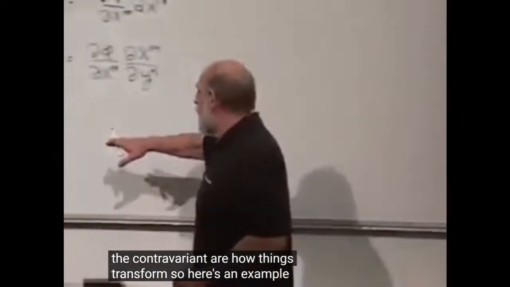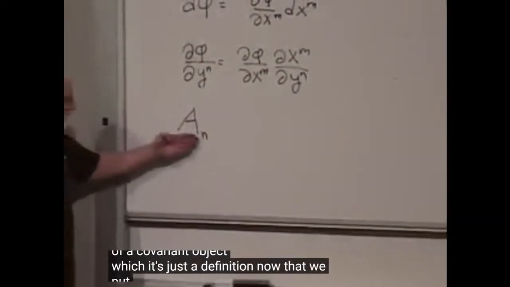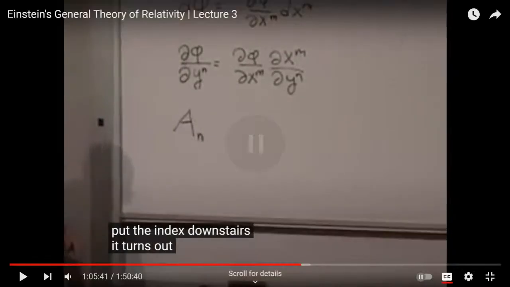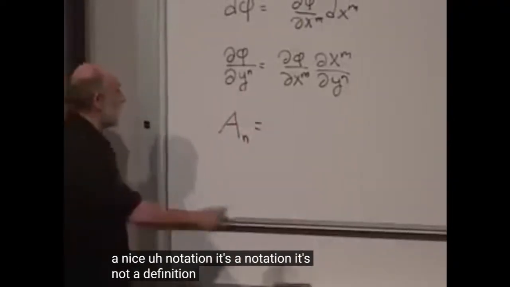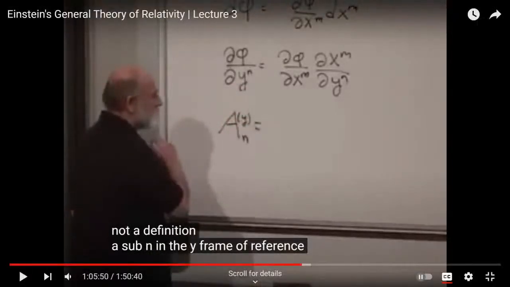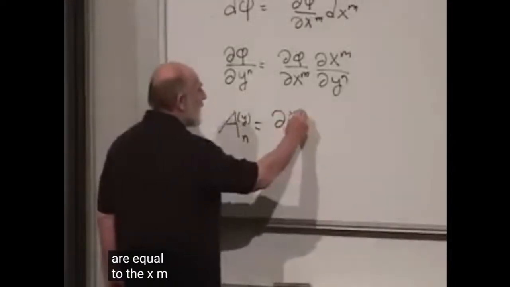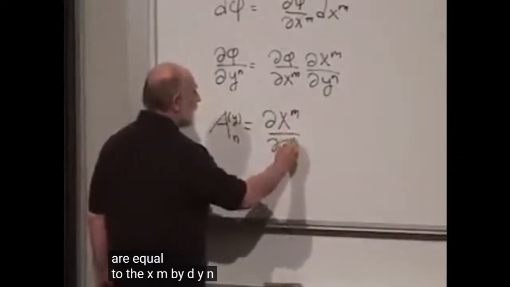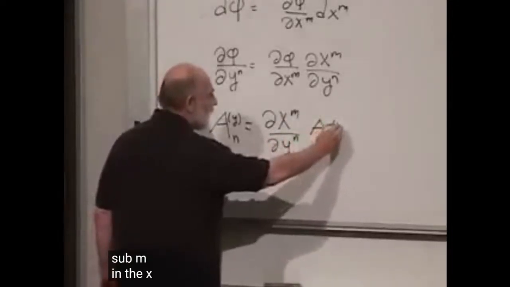So here's an example of a covariant object. It's just a definition now that we put the index downstairs. Covariant downstairs, contravariant upstairs turns out to be a nice notation. A sub n in the y frame of reference, its components in the y frame of reference, are equal to dx^m by dy^n times a sub m in the x frame of reference.